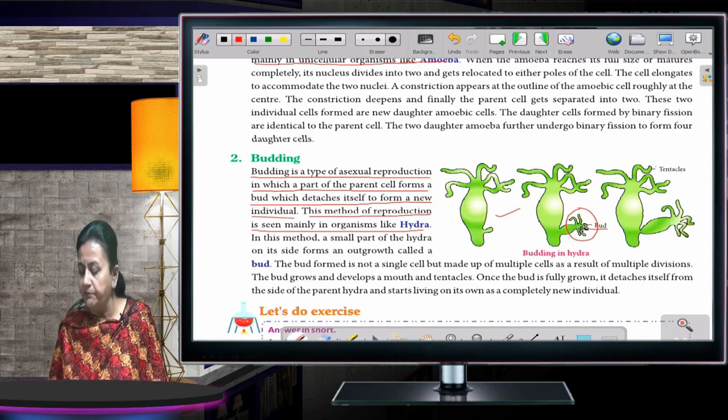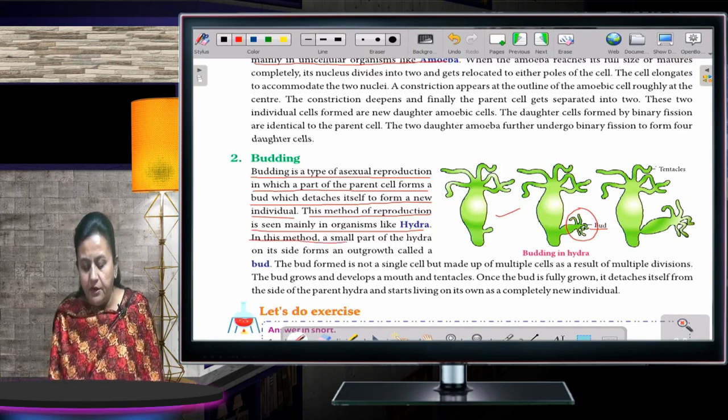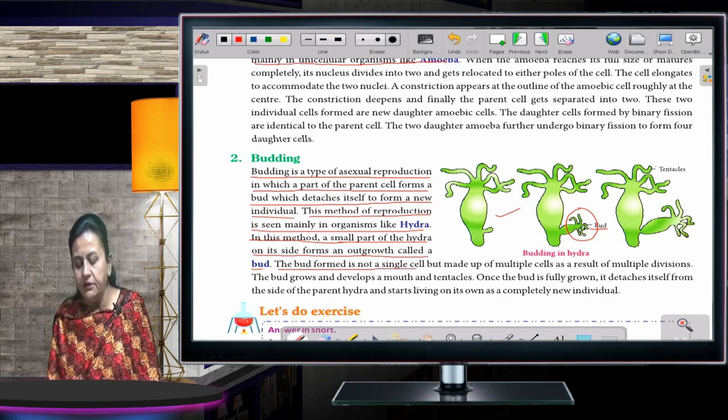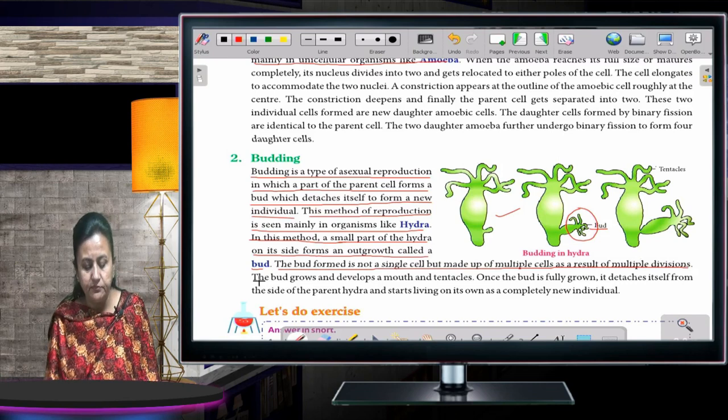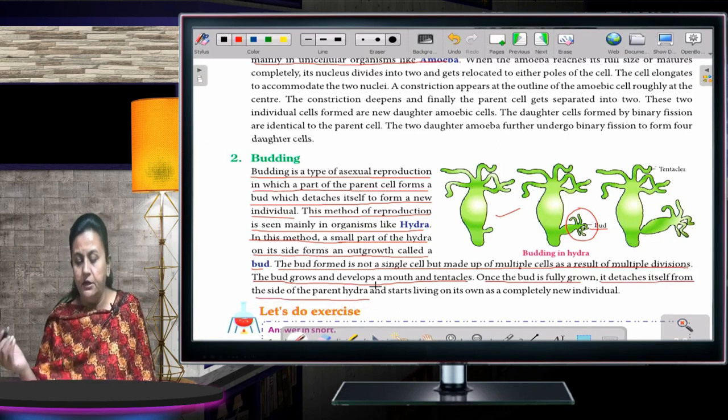Once the bud is ready, it detaches from the main hydra. In this method, a small part of the hydra on its side forms an outgrowth called a bud. The bud formed is not a single cell but made up of multiple cells as a result of multiple divisions. The bud grows and develops a mouth and tentacles. Once the bud is fully grown, it detaches itself from the side of the parent hydra. Fine children? Now moving to the next one.